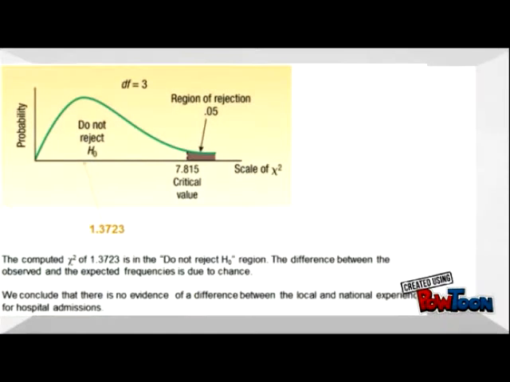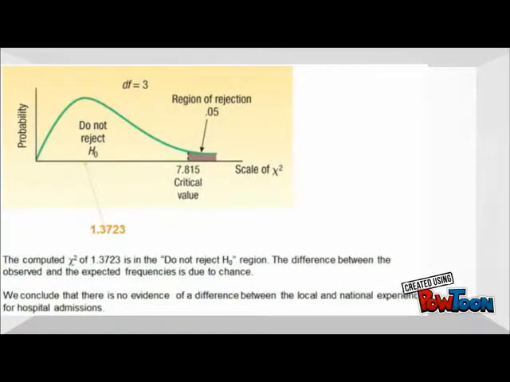In conclusion, the computed chi-square of 1.3723 is in the do not reject H0 region. The difference between the observed and the expected frequency is due to chance. We conclude that there is no evidence of a difference between the local and national experience for hospital admissions.